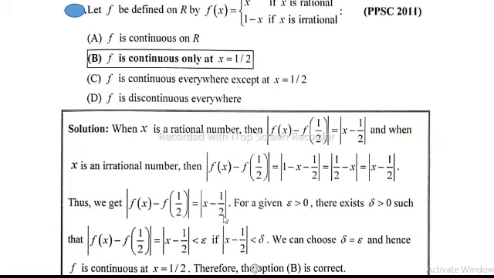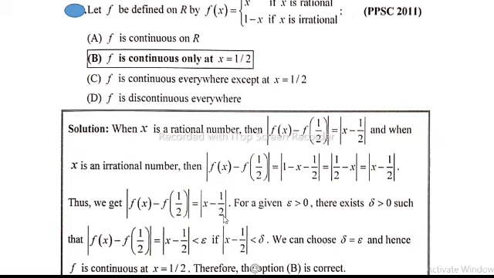by 2. For a given epsilon greater than 0, there exists delta greater than 0 such that absolute of f of x minus f of 1 divided by 2, which is equal to absolute of x minus 1 divided by 2, is less than epsilon if absolute of x minus 1 divided by 2 is less than delta. We can choose delta equal to epsilon, hence f is continuous at x is equal to 1 divided by 2.